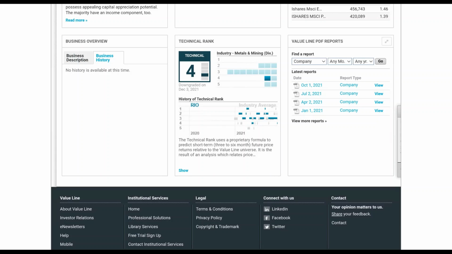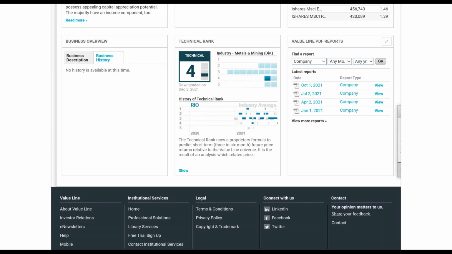The technical rank has been downgraded, and that means over the next 1 to 2 quarters, it doesn't look as attractive as your average in that industry. So below that shows you how that kind of oscillates. If you just look at our year, it's gone from the very highest ranking, a 1, on down to a 4 just recently. It was a 3 for a long period.